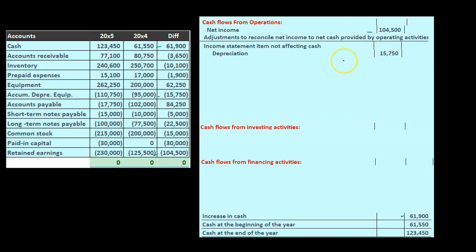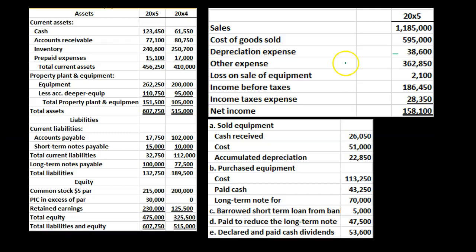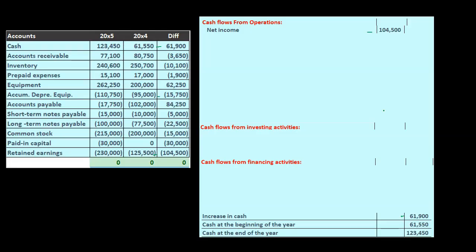Now the other thing that's going to be an adjustment here, if we look at the income statement, is that there's often going to be a gain or loss in the sale of equipment. That's another item that has affected net income, but that we don't want to have in the operating section. We don't typically want to include the loss in the operating section, because the cash that we received on the sale of equipment is typically going to be in the investing activities.